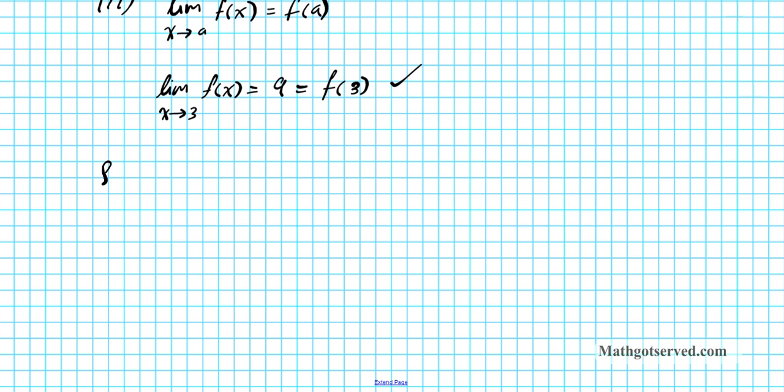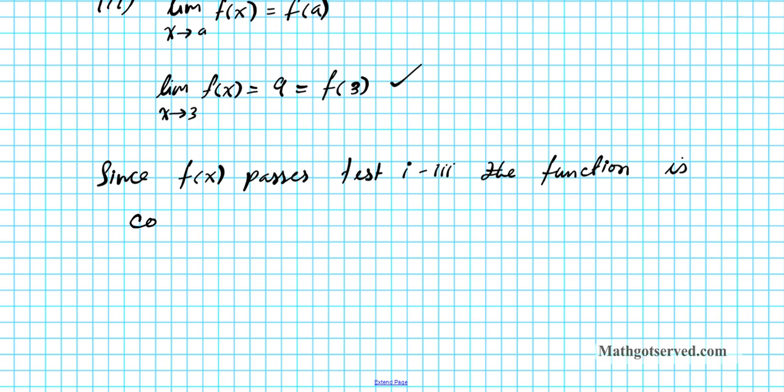Alright, so since f of x passes tests 1 to 3, the function is what? The function is continuous at x equals a, which is 3. So there you have it.